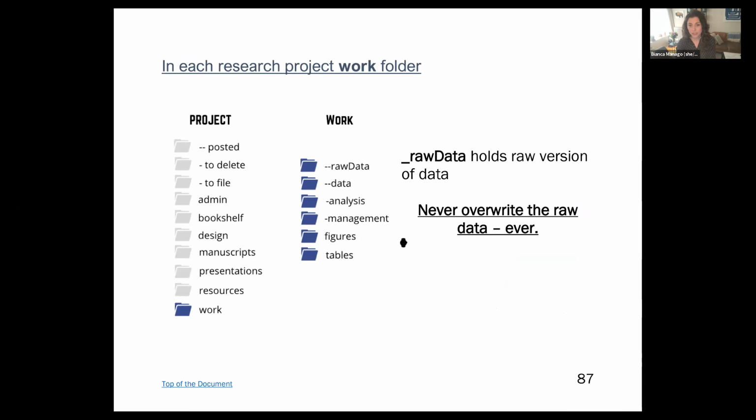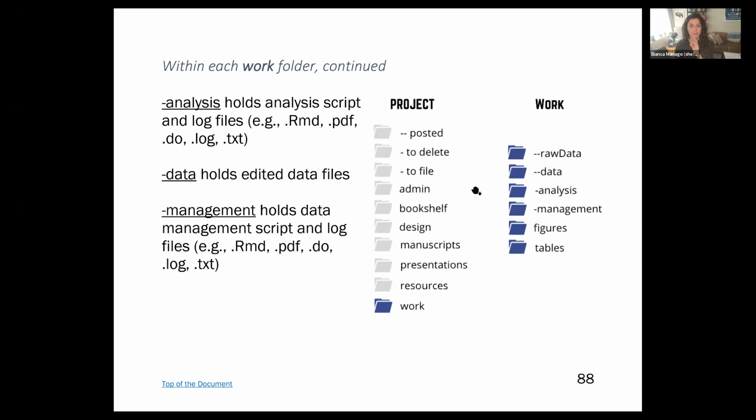Within my working directory, I have a raw data folder. You never, ever change the raw data, ever. Then I have a data folder where I've got my data files, an analysis folder where I've got my script and log files, and a management folder. You can also just have a work folder with a raw data folder, and that's it.